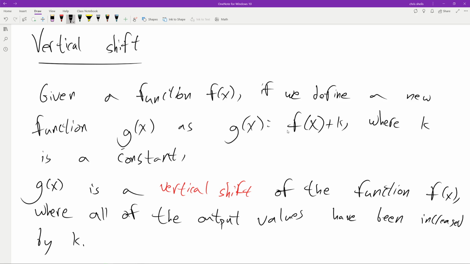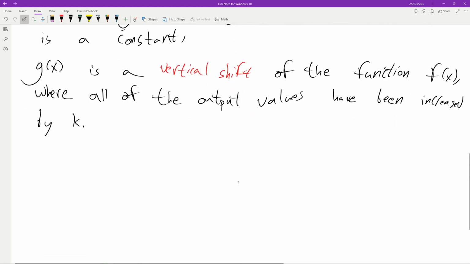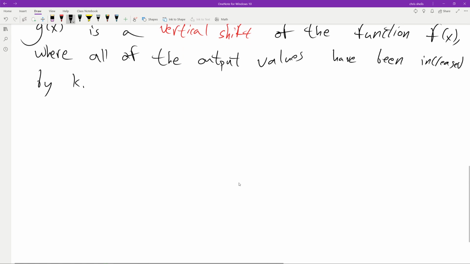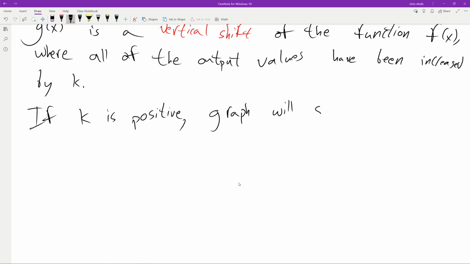Keep in mind that all the output values could be decreased by k as well, if k is negative. So we say if k is positive, the graph will shift up. If k is negative, the graph will shift down.